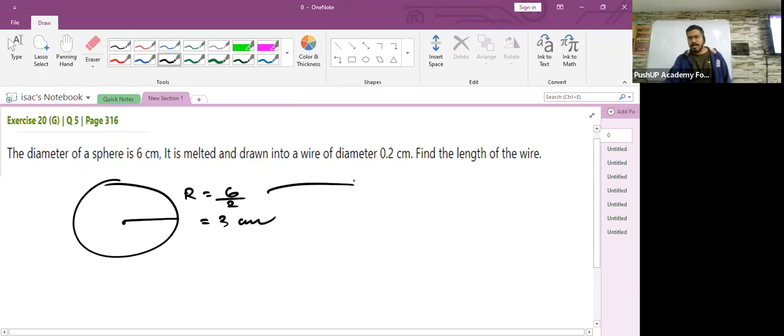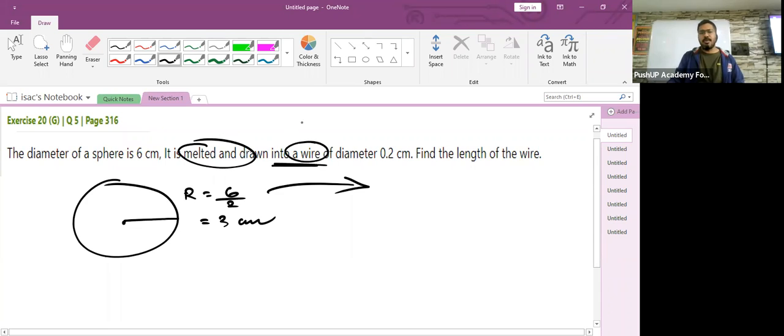Now this has to be melted and drawn into a wire. Children, melted and drawn means melted and recasted. Melted and drawn means melted and recasted into what? A wire. Now you all must be having a question over here.